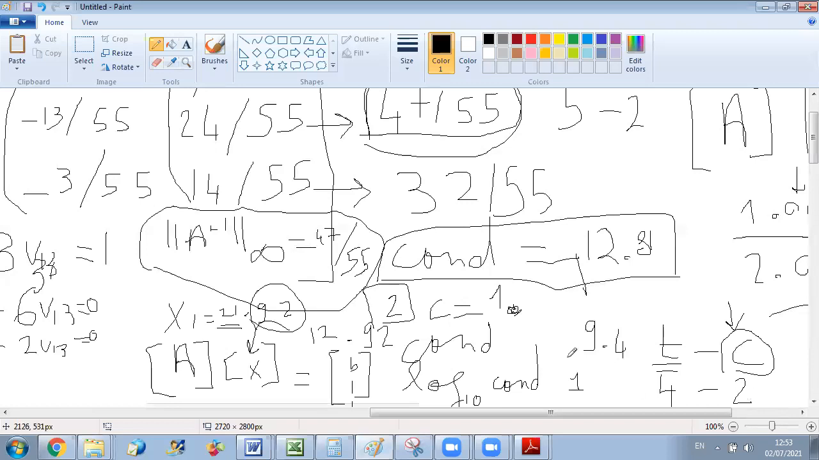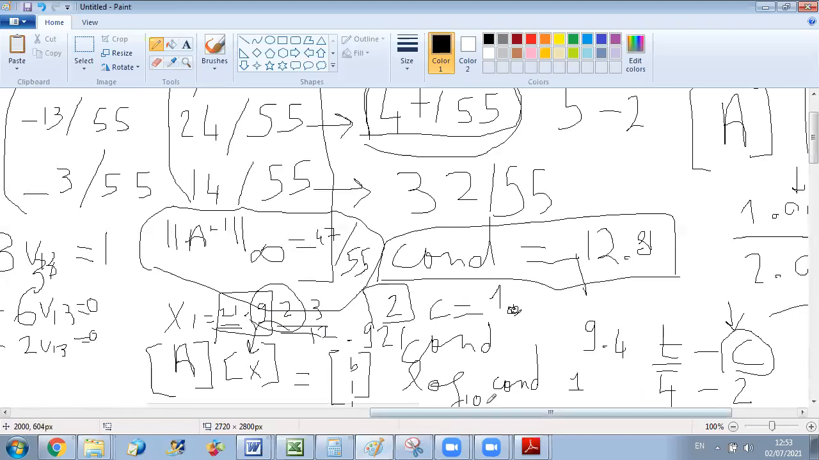And if B was given with 5 digits, let's say it's 12.921, and I got X1 equal 21.923, then I can just look at the first 3 digits because I will disregard the last 2. Okay? Any question on this?